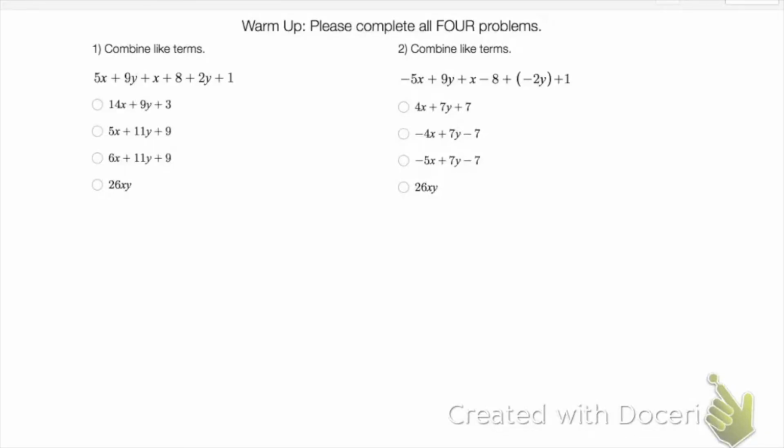Today I will teach you the lesson about the distributive property to simplify an expression. So let's start with the warm-up. We have learned how to combine like terms. So let's start with number 1.